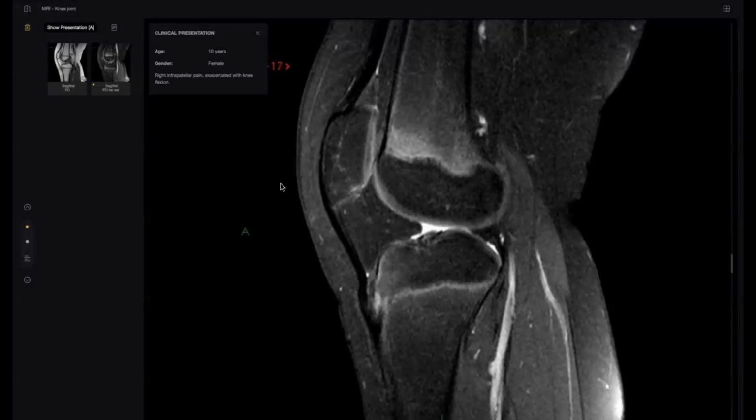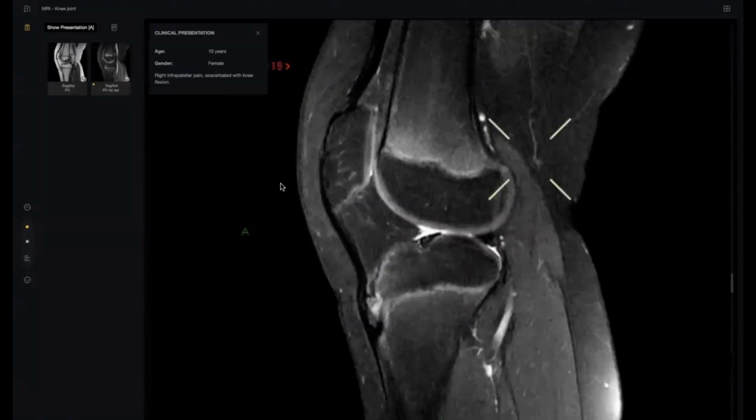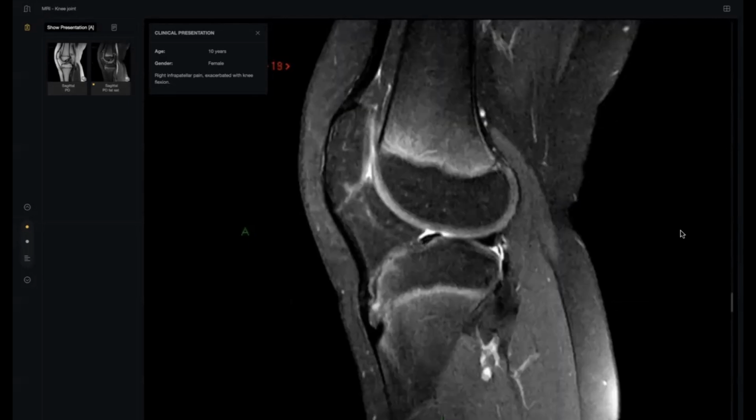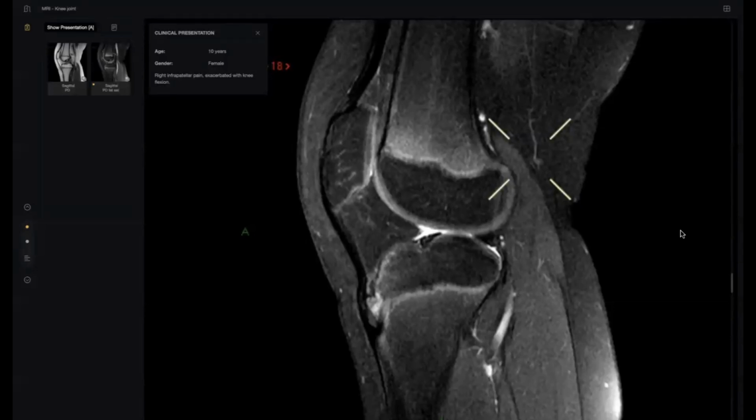In this view, in this sagittal STIR T2, I can see that there is evidence of abnormal hyperintensity. There is mild free fluid signal noted within the joint. Sorry, doc, it's not scrolling.